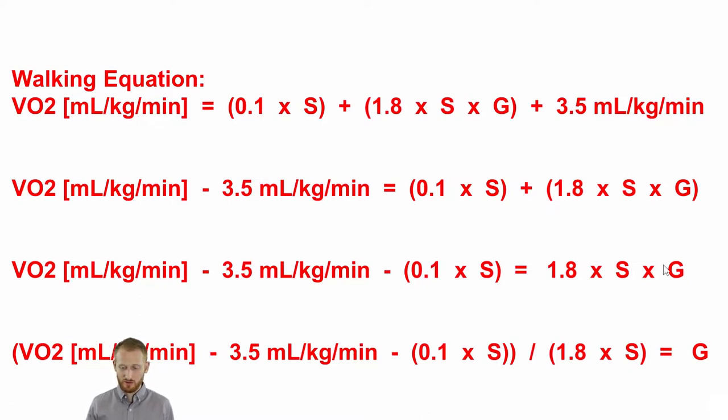So it's being multiplied against the grade, so let's divide it out from both sides of the equation, which is going to cancel out the 1.8 times speed on the right side of the equation, and we end up with a division sign, and then in parentheses again, 1.8 times speed. And so we end up with our final equation here, isolating the grade, being VO2 in relative units minus 3.5 minus, in parentheses, 0.1 times speed, close parentheses, and this whole thing so far that I've said is also in parentheses. And so you have to do all that and then divide by, again, in parentheses, 1.8 times speed, and that's going to give you grade. All right, so this is the walking equation rearranging.